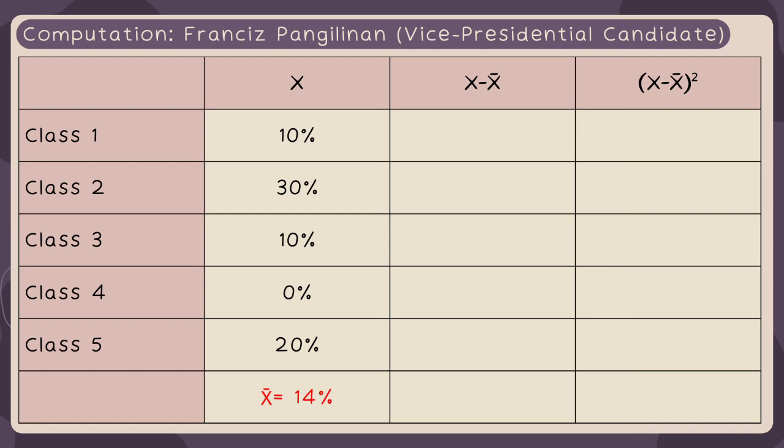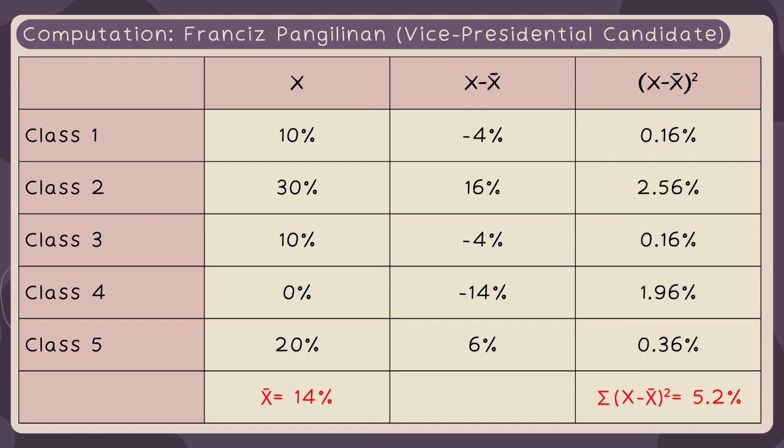The third vice presidential candidate is Mr. Francis Pangilinan. Here, the first column will have 10%, 30%, 10%, 0%, and 20%. For the second column, subtract x to the sample mean. So 10 minus 14 is negative 4%, 30 minus 14 is 16%, 10 minus 14 is negative 4%, 0 minus 14 is negative 14%, and 20 minus 14 is 6%.